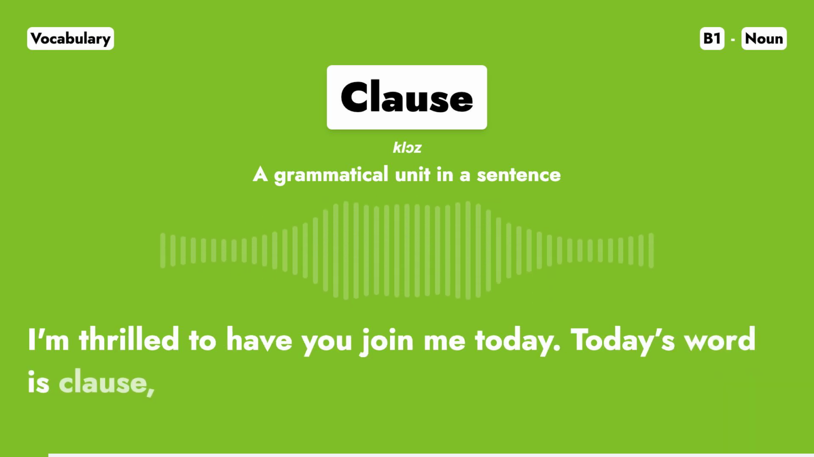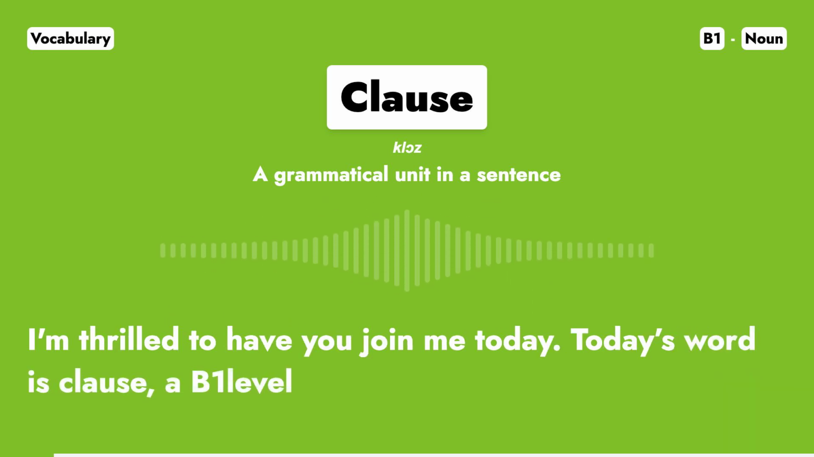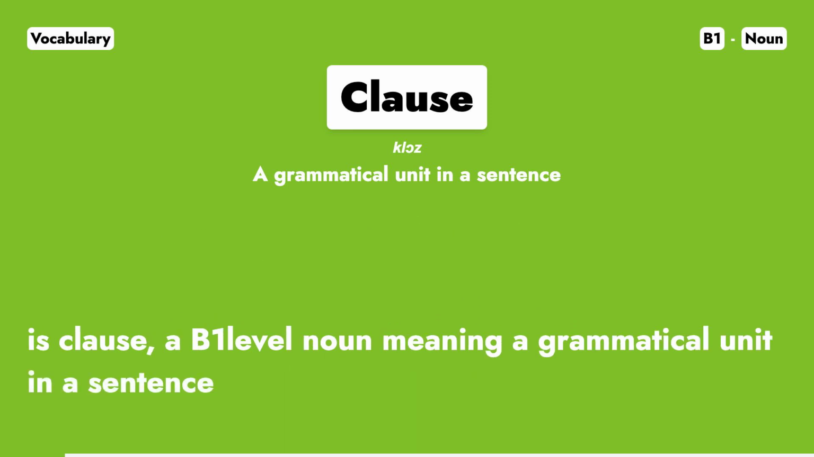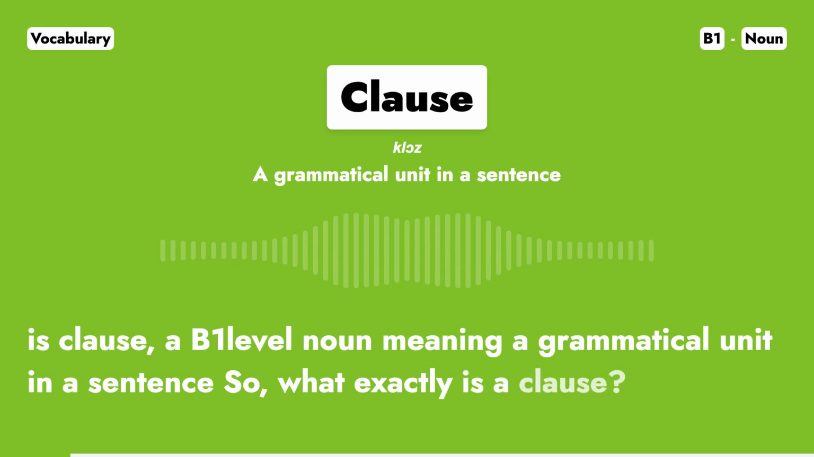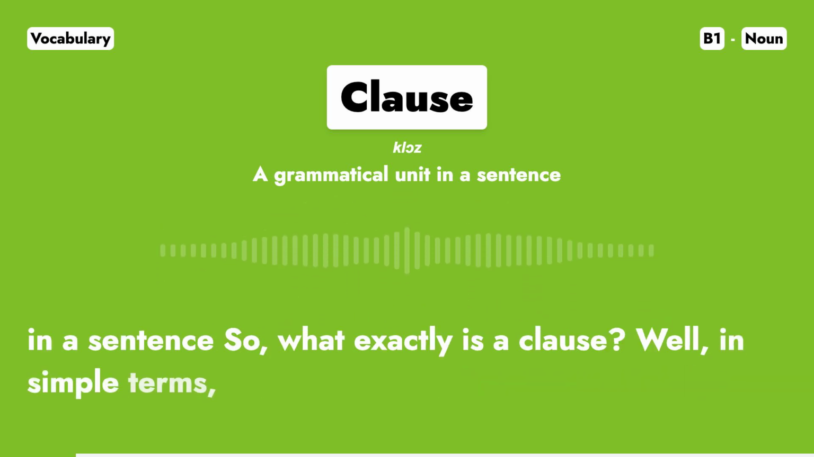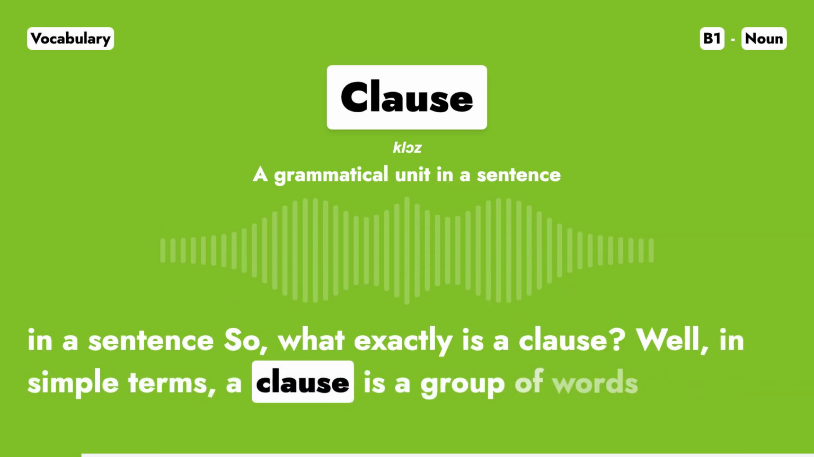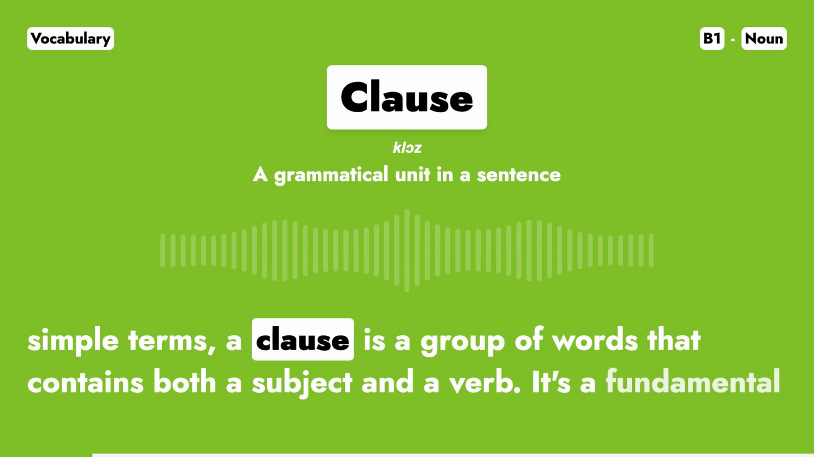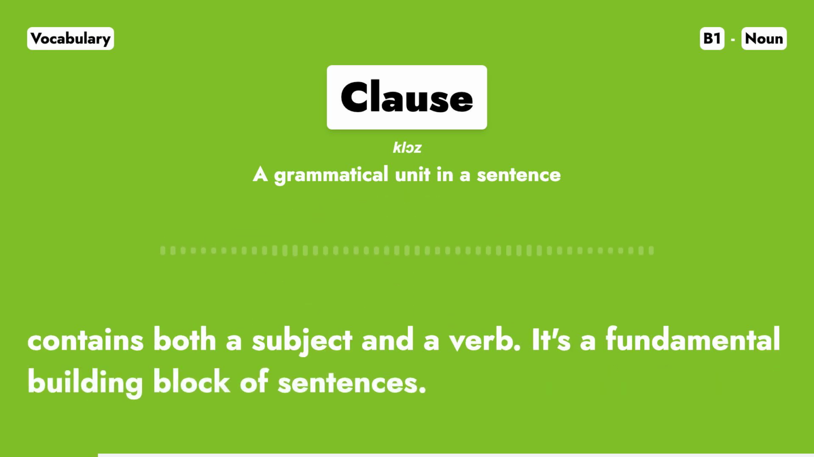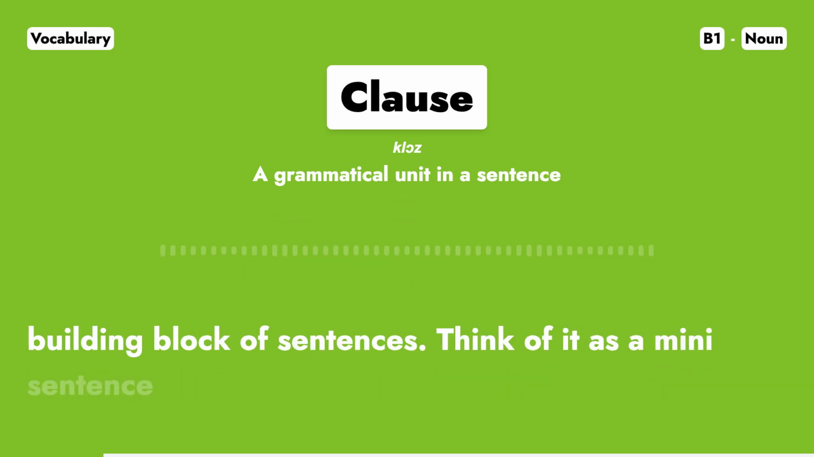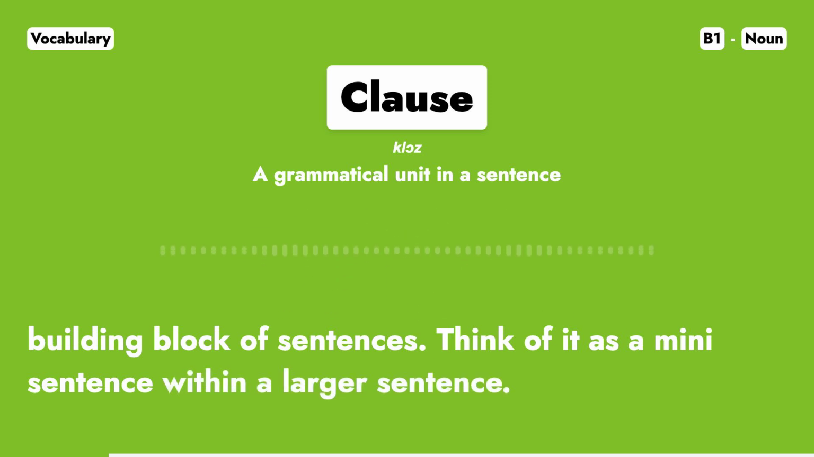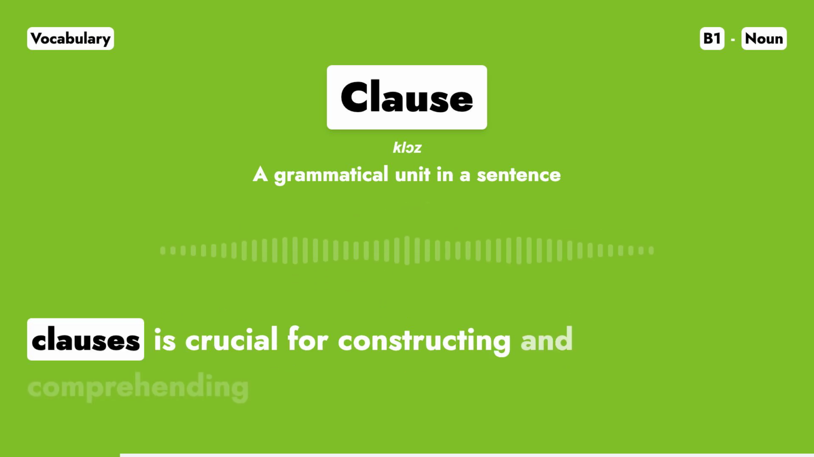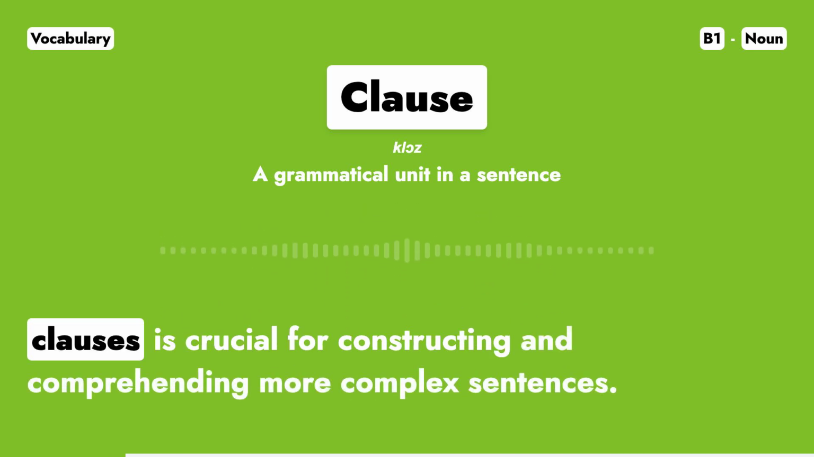Today's word is clause, a B1 level noun meaning a grammatical unit in a sentence. So, what exactly is a clause? Well, in simple terms, a clause is a group of words that contains both a subject and a verb. It's a fundamental building block of sentences. Think of it as a mini sentence within a larger sentence. Understanding clauses is crucial for constructing and comprehending more complex sentences.